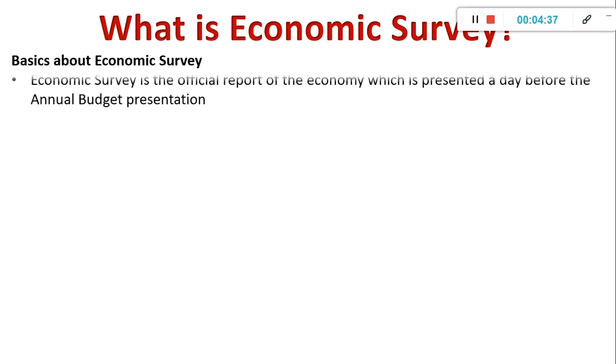Now, the basics about the economic survey. It is an official report of the economy, which is presented a day before the annual budget presentation. Budget, like you will be seeing on TV, and because of WhatsApp you are getting the highlights of it. So budget happens. It used to happen on March 1. Now it is happening on February 1 because the government wants to do it earlier and get the finances ready by the time the financial year starts.